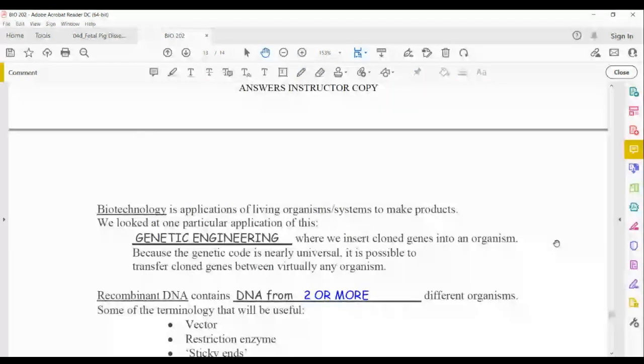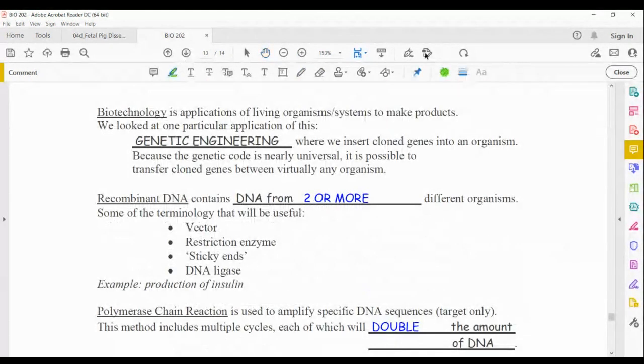Finally, to wrap up what we have been looking at, let's talk a little bit about how we can apply our knowledge of genetics, or in general living organisms and living systems, for things that are useful for us in making products. That process is known as biotechnology. And we have been looking in our class especially at genetic engineering, where we insert genes into an organism that wouldn't normally have those genes, and we turn that organism basically into a factory for making something. And this is how we these days, for example, produce insulin.